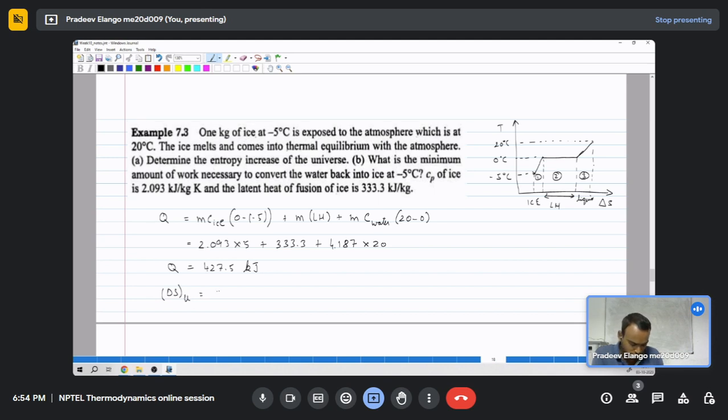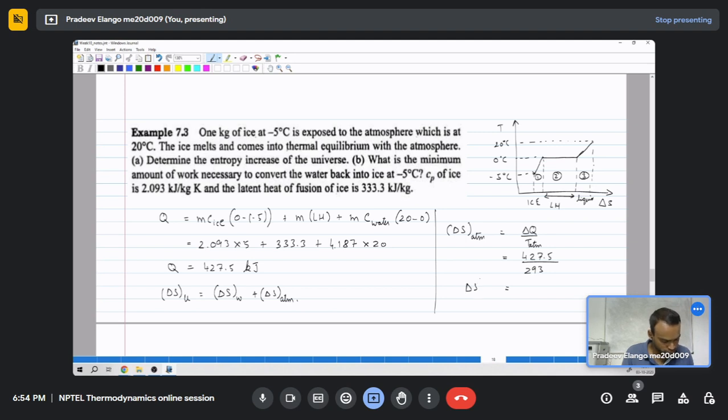I will write U. It is delta S of the water body plus delta S for the atmosphere. Now we can calculate the delta S of the atmosphere. Delta S for atmosphere is delta Q by T. The delta Q is known, that is 427.5, and T is the temperature of the atmosphere. So that is 20 degrees Celsius, and that will be 293 Kelvin. So we can calculate the change in entropy for the atmosphere.